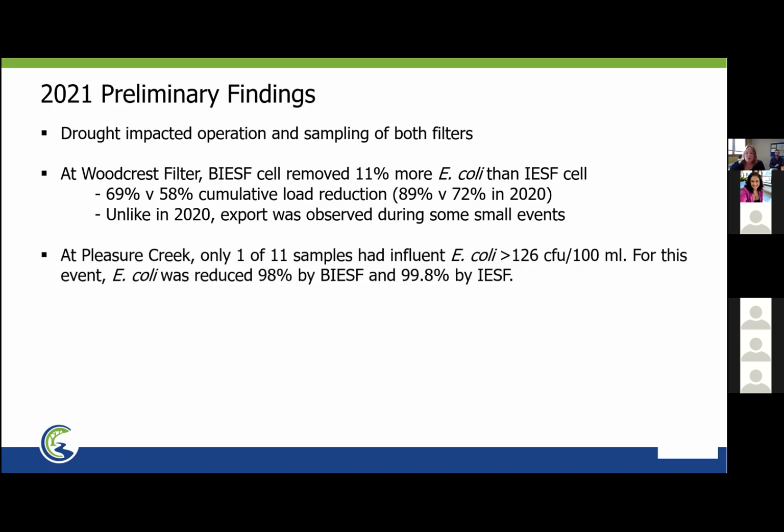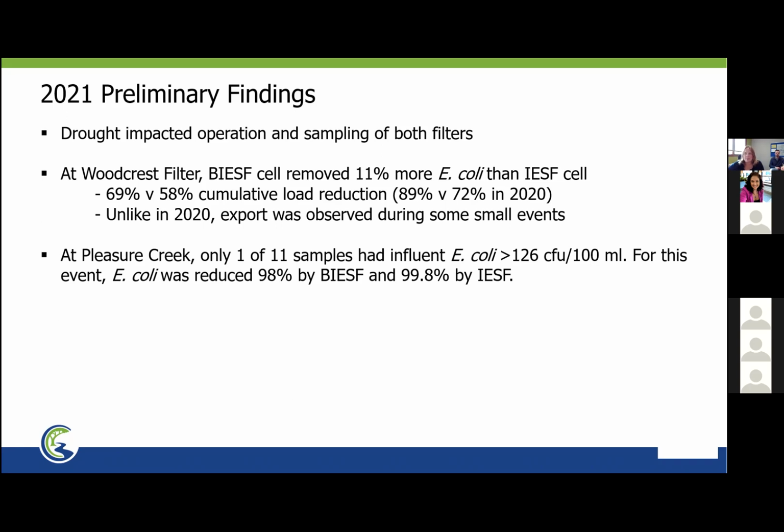At Pleasure Creek, we were again plagued by low incoming pollutant levels. So here, only one of our 11 samples even had E. coli concentrations that were greater than that chronic standard. So for this one event, the filter worked great. Both sides, the biochar side reduced E. coli by 98% and the iron side by 99.8%.